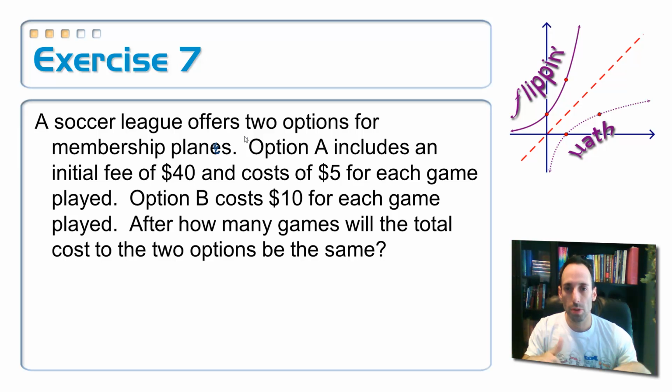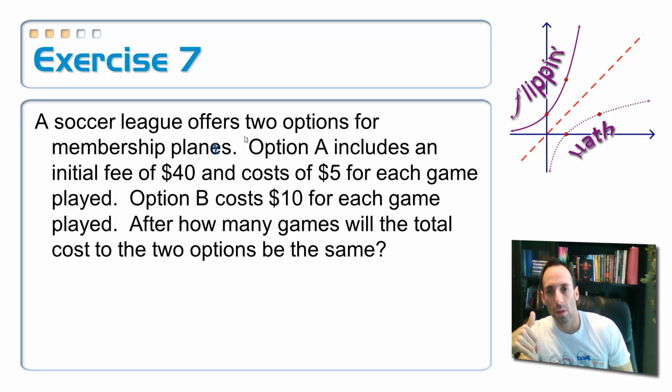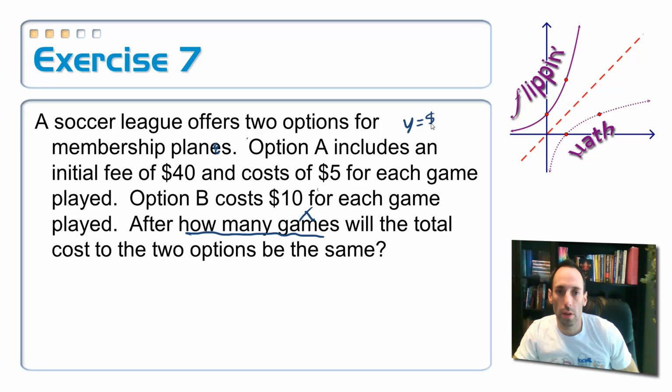So I have two options. I have an equation for each, and if I solve this as a system of equations, I find the number of games in which the amount of money that I had to pay is exactly the same. Okay, so let's define our variables. X is going to be how many games that we're playing, so that's x. And y is just going to be the amount of money that I pay out total.